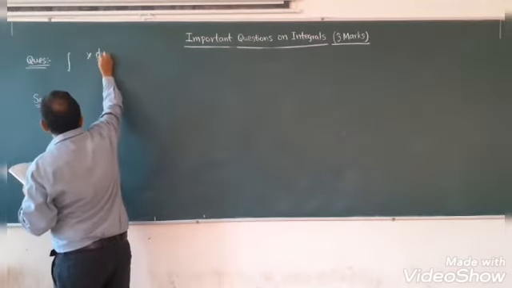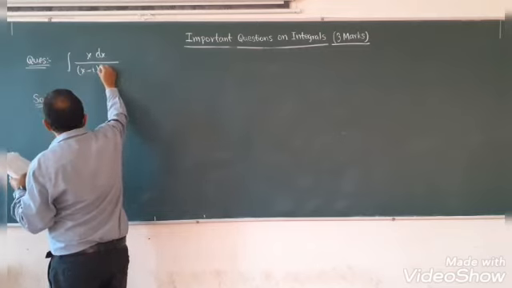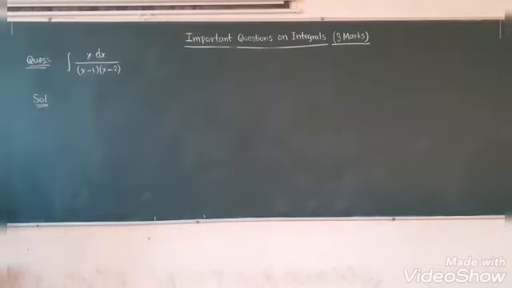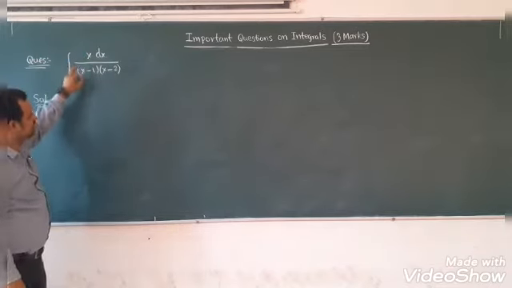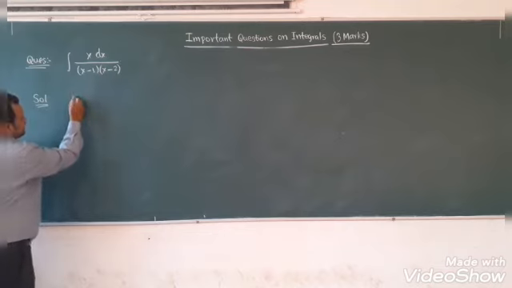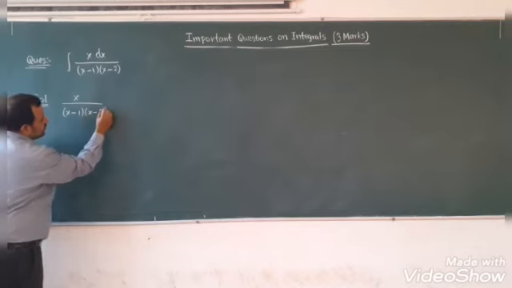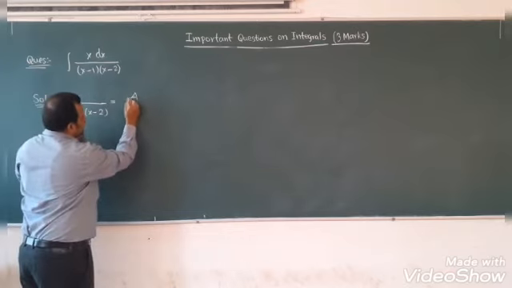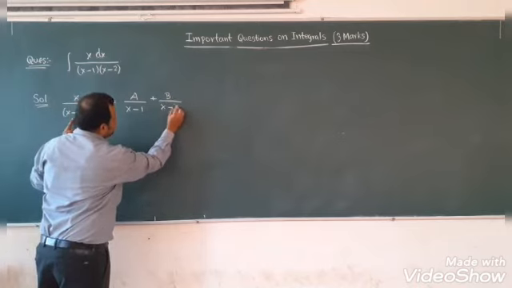Integral of x dx divided by (x minus 1) into (x minus 2). Again, the degree of x in the numerator is 1, the degree of x in the denominator is 2. So partial fraction is valid. And this we can write as x by (x minus 1)(x minus 2). Non-repeated linear factor, so we can write as a by x minus 1, b by x minus 2.